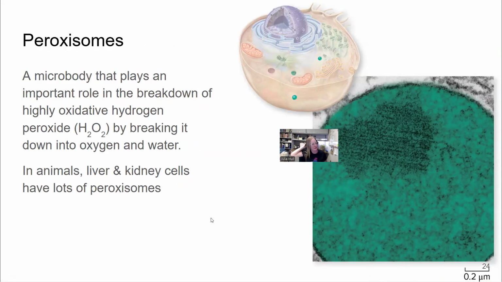Peroxisomes are another kind of special vesicle that are found in plants, animals, and fungi. What they're going to do is find and isolate hydrogen peroxide, that's the H2O2, and break it down into water and oxygen. In animals, we see a lot of these in the livers and the kidneys, where we're processing our waste.